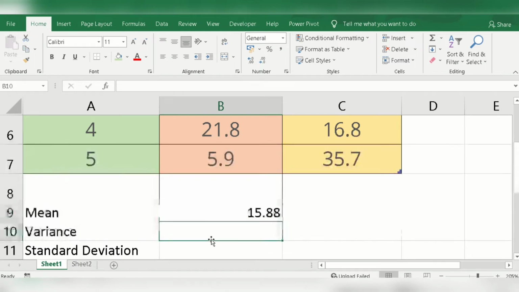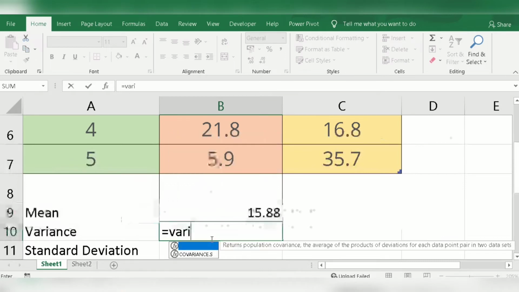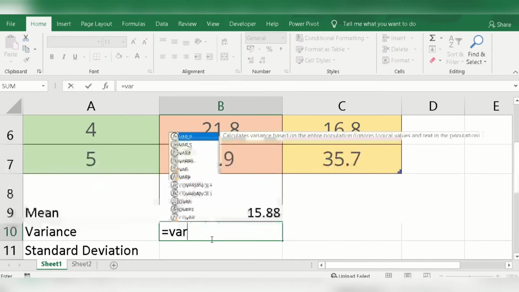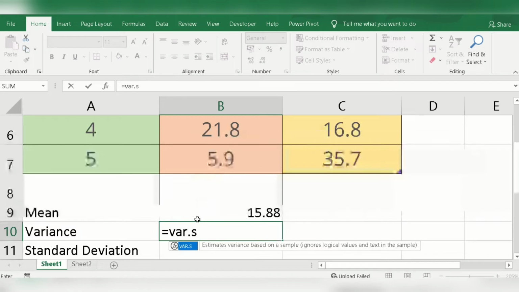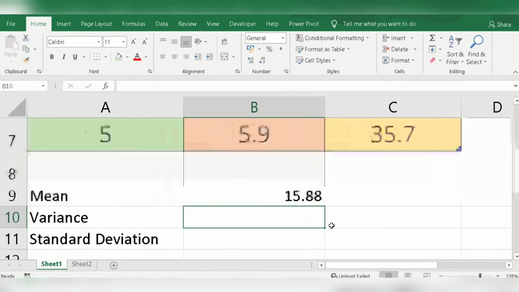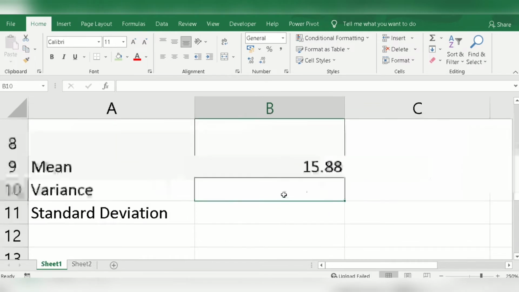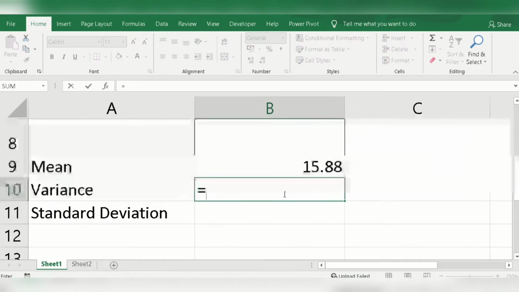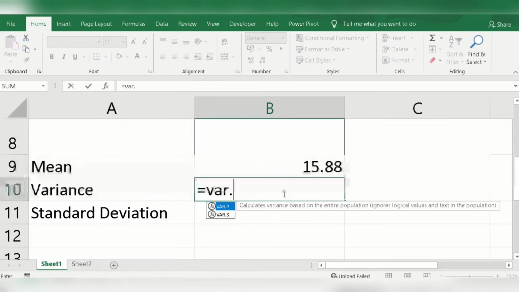Now we are going to calculate the variance. Do you know what variance is? Normally we call it volatility. What will be the difference, will it be a high difference or a low difference? For this you have to use the formula equal to VAR.S, the variance formula. That is because various formulas are there, VAR.P, VAR.K, something like that.